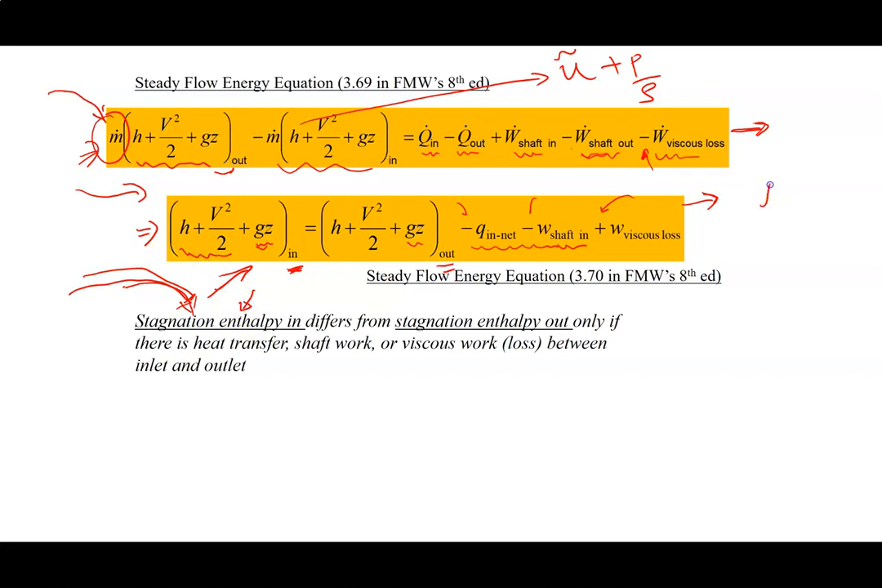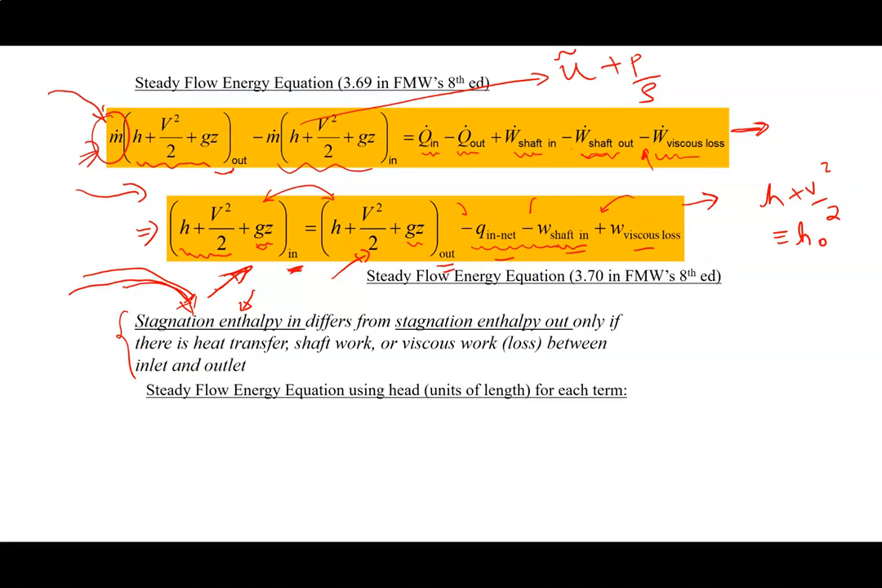So it's the enthalpy plus the kinetic energy per unit mass portion, and we can define this to be the stagnation enthalpy H naught. So this is the stagnation enthalpy at the inflow, this is the stagnation enthalpy at the outflow. So in words, the stagnation enthalpy in differs from the stagnation enthalpy out only if there is heat transfer, shaft work, or viscous work. So one of these terms has to be non-zero, otherwise these two terms would be precisely equal to each other.